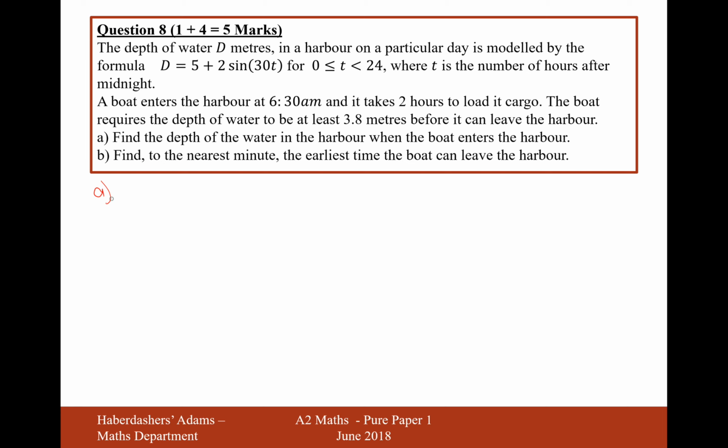So what we're going to do is turn 6:30 into decimal time, which is 6.5 hours. That's the value of t we're going to be substituting in. So d equals 5 plus 2 sine of 30 times 6.5. Now 30 times 6.5 is 195, so it makes more sense for this question to be in degrees mode. Make sure your calculator's in degrees mode when you work out this question. So it's 5 plus 2 sine 195, and the answer here is 4.48 meters.